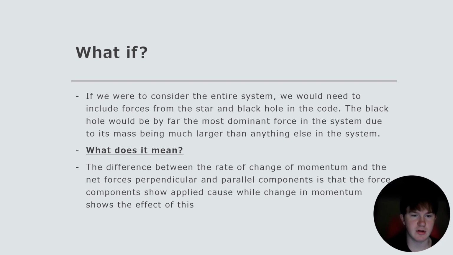The what does it mean question. The difference between the rate of change of momentum and the net force's perpendicular and parallel components is that the force components show the applied cause, while the change of momentum shows the effect of this cause. So while the force is what's causing the change in momentum, the momentum shows the force overall. So that's the experiments overall. Pretty interesting that we saw, but I could not get the ellipse or figure 8 orbit with the ship.